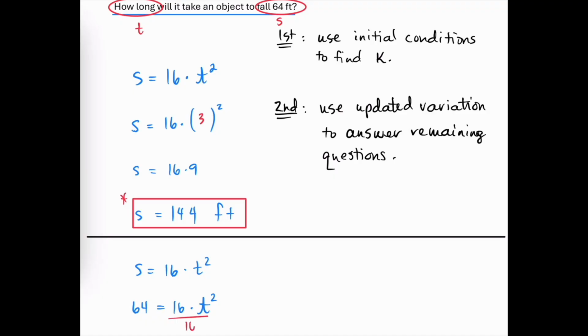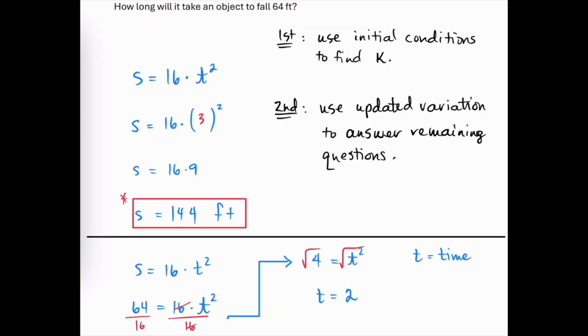Let's divide both sides by 16. The 16s cancel out, and we end up with 4 on the left-hand side is equal to t squared. To solve for t, we're going to take the square root of both sides, and anytime we take the square root, we have to consider the plus or minus. But because the value of t is equal to time, we're only interested in the positive values. So the square root of t squared is just t, and the square root of 4 is 2. And since the initial conditions were measuring time in seconds, we use the same units for our answer.